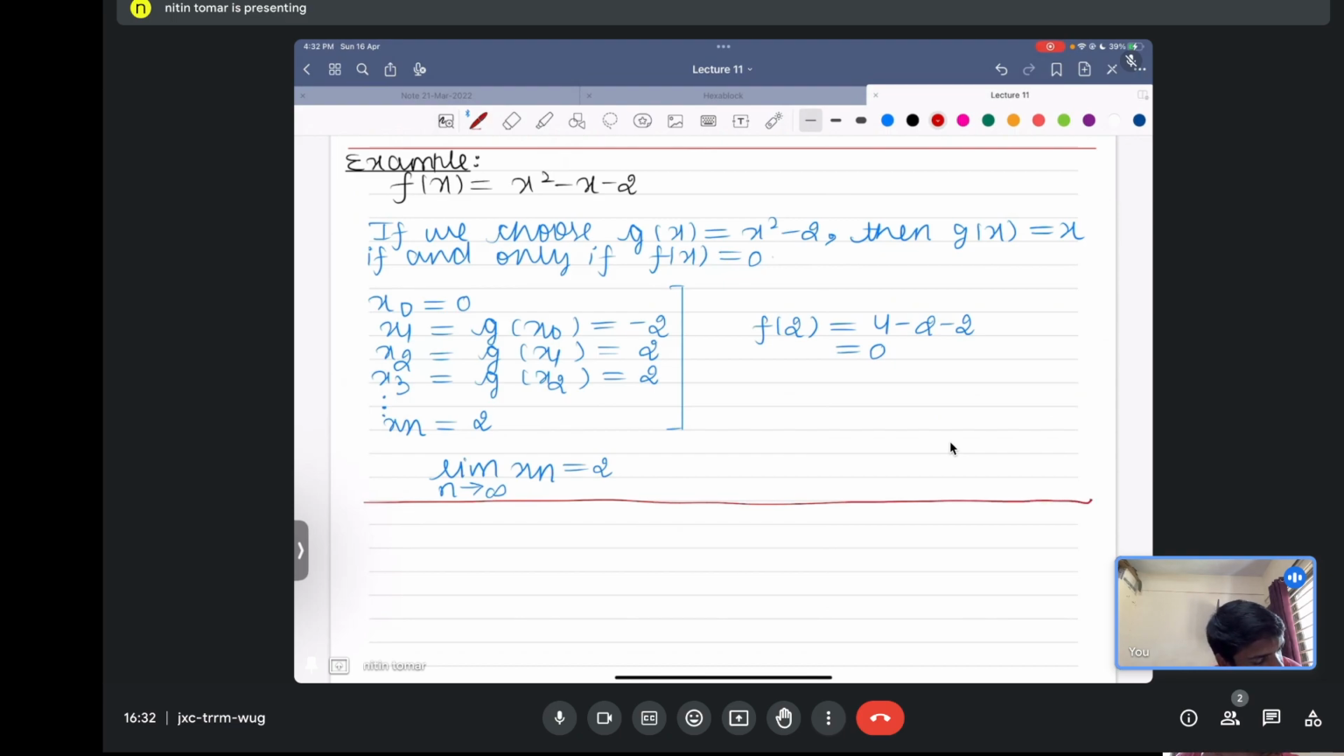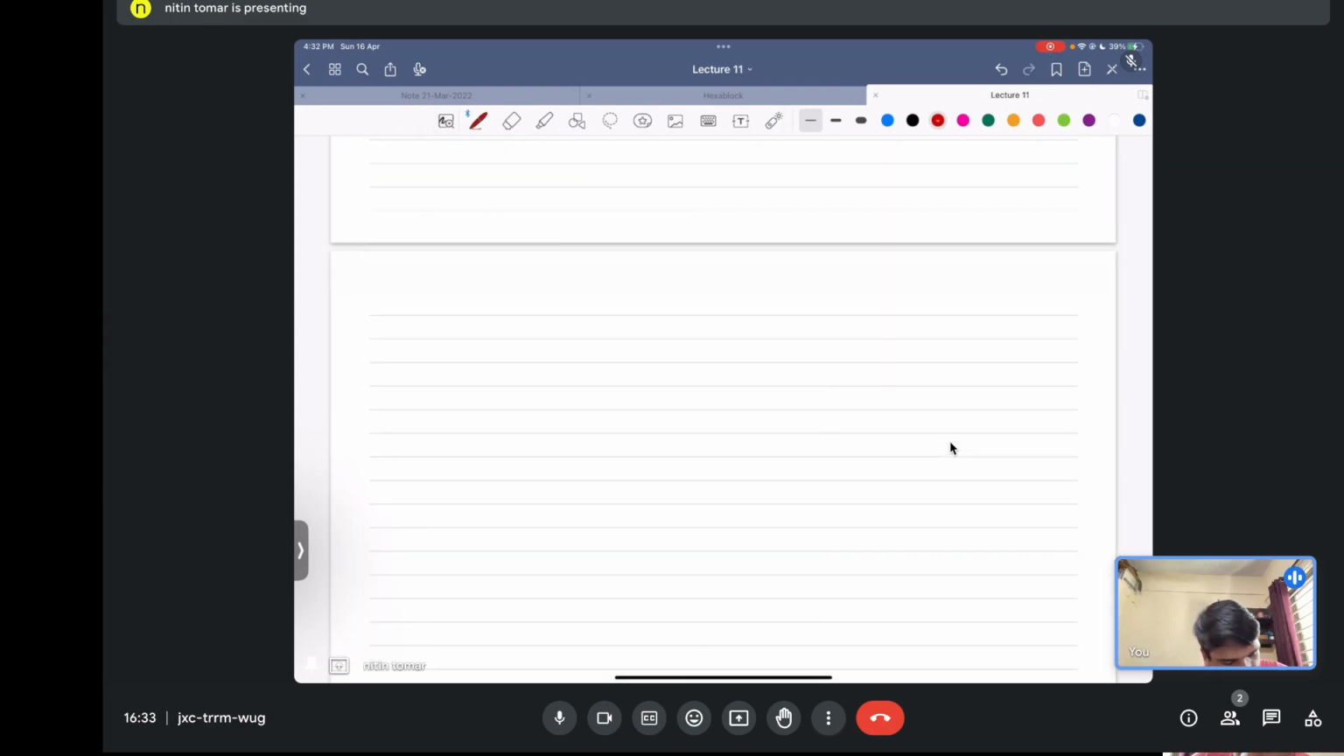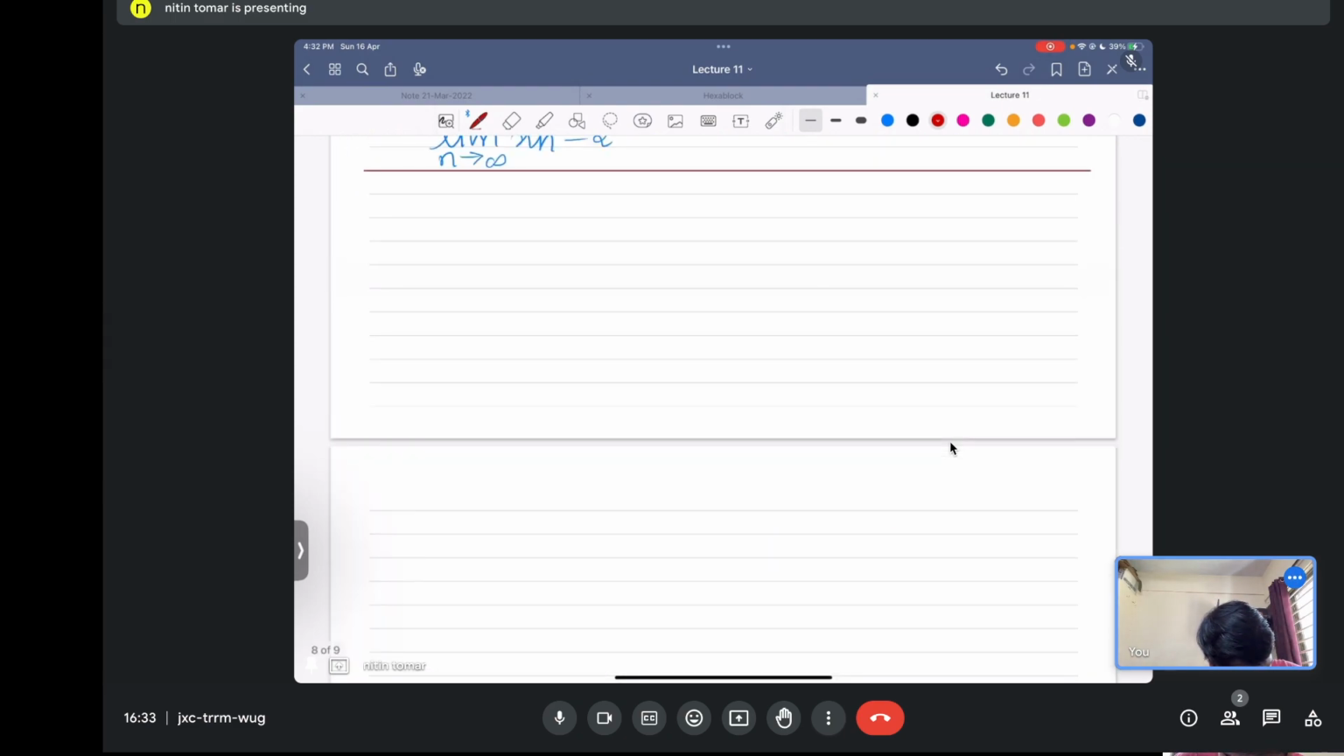So yeah, but this was a very easy example. In totality, the picture is really different. So for this reason, we will now see the convergence theorem.